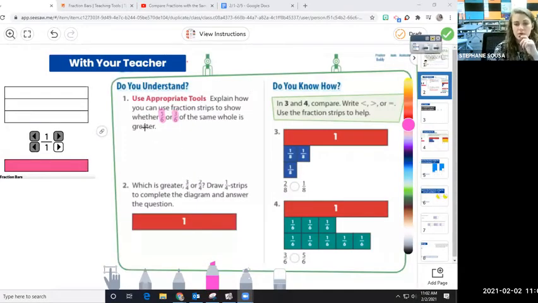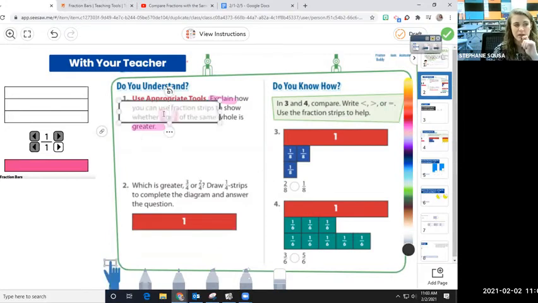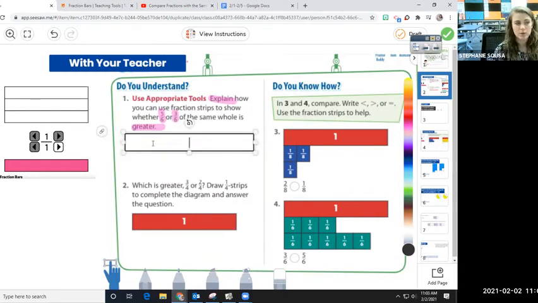So now that you've got some fraction strips that you can use, you are going to explain how you can use fraction strips to show whether 5/6 or 3/6 of the same whole is greater. Okay, let's get a text box ready because our directions tell us to explain, not show. So explain.